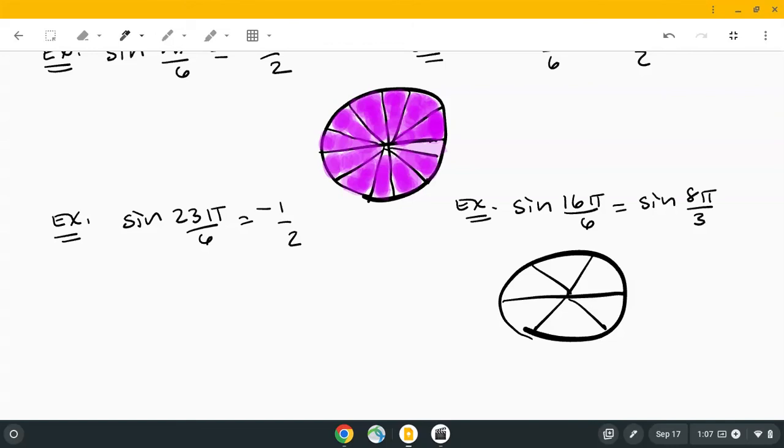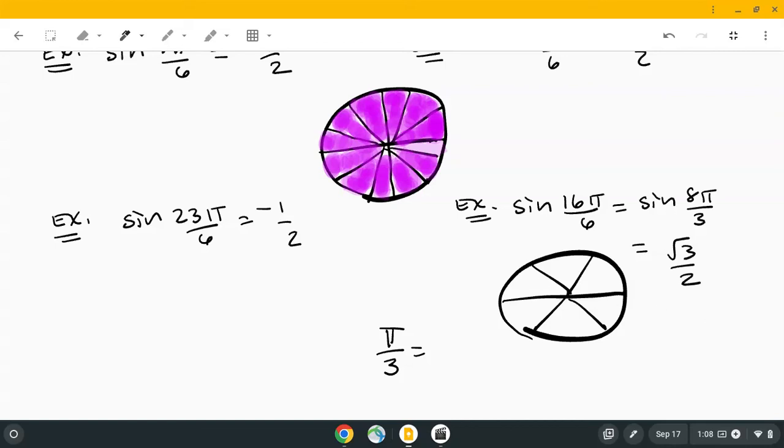So, and these are thirds. Pi over 3 is the same as 60 degrees. So now it's like you're taking the sine of 60 degrees, which is square root 3 over 2, and it is positive because we're in quadrant 2.